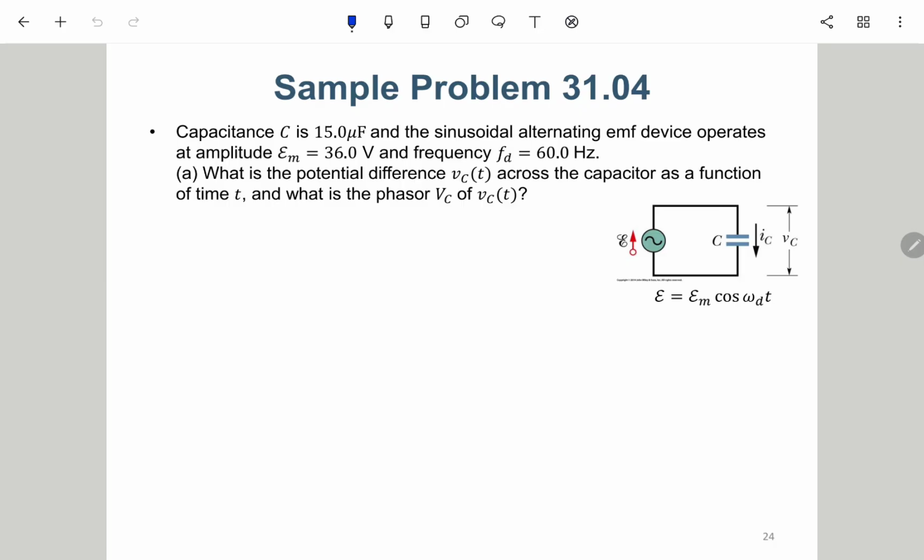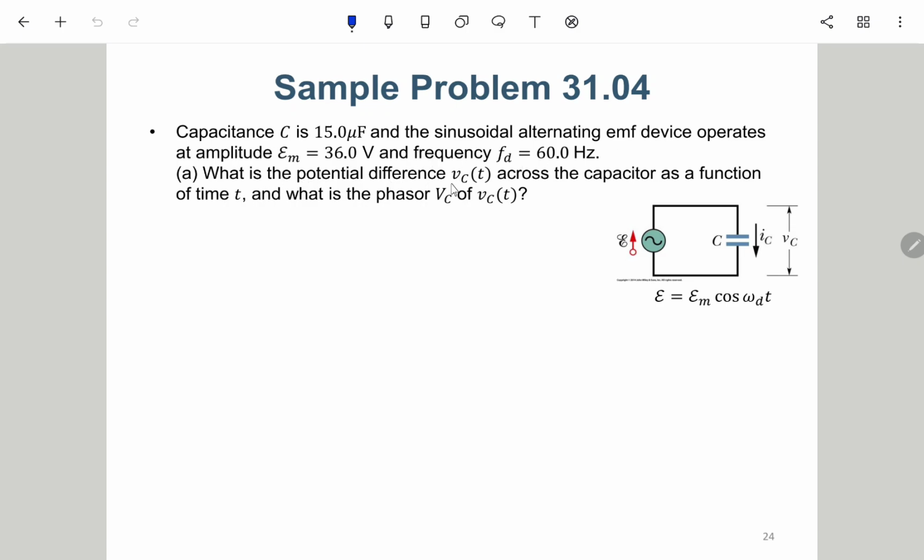But for the capacitor and inductor, it could be not so straightforward. But if you follow the procedure here, then you can make use of it for calculating the steady state response. Here the question is more or less the same. The only difference is that here is a capacitor. So capacitor C is 15 μF, and the other stuff is the same.